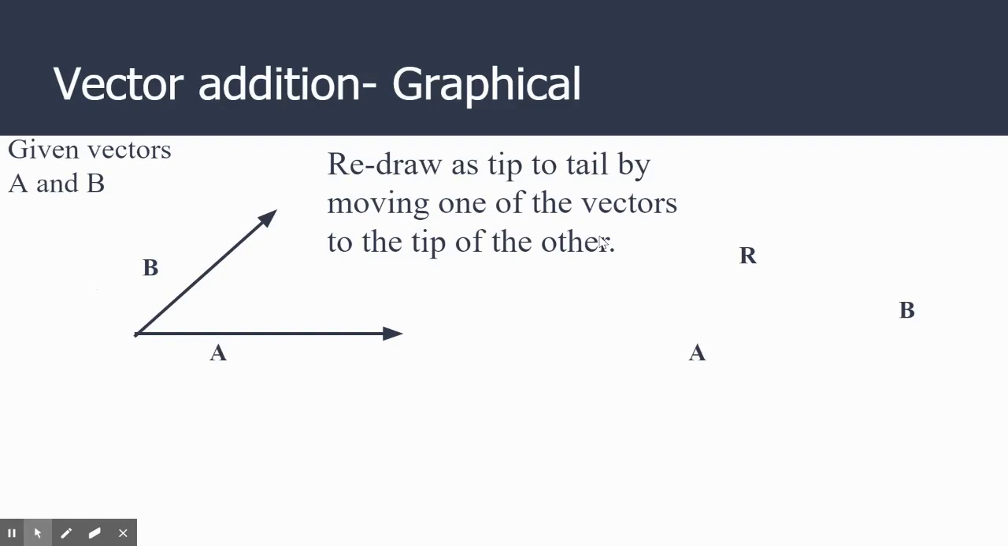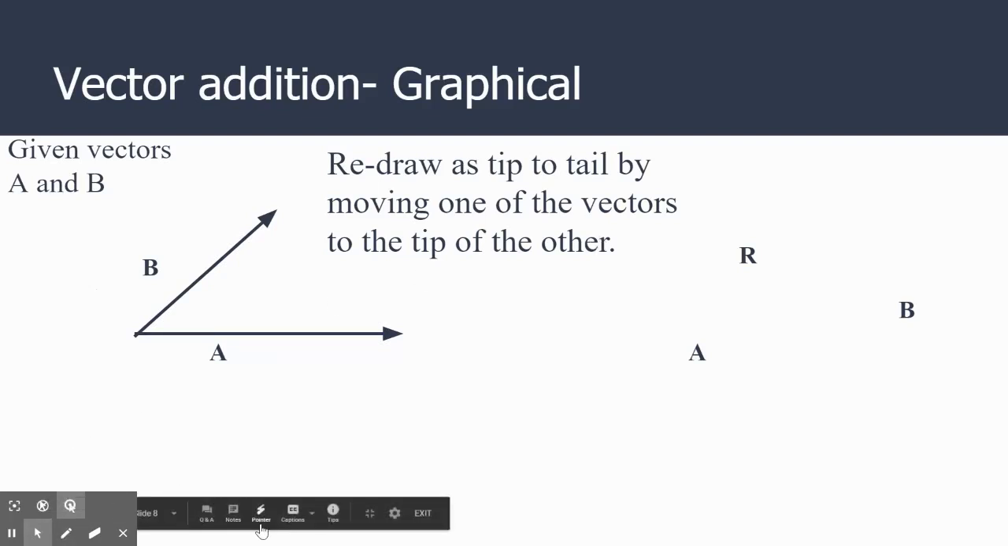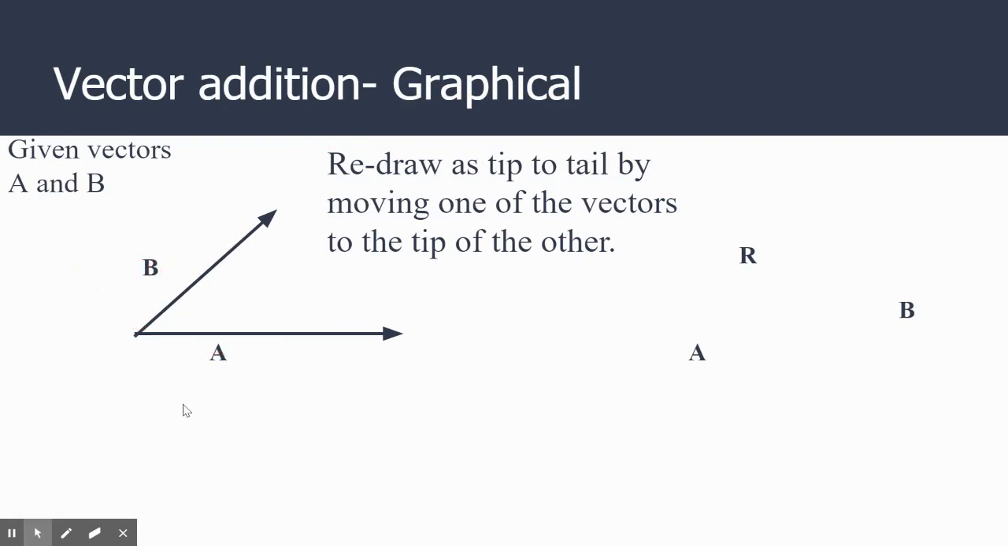Okay, so let's look at vector addition graphically. Here we have two vectors, vector A and vector B. Those are our givens. It asks us to redraw them tip to tail by moving one of the vectors to the tip of the other. So here's how you do the tip to tail method.